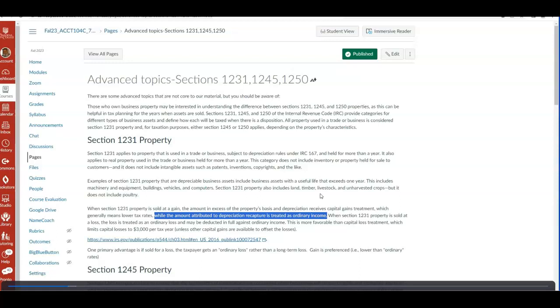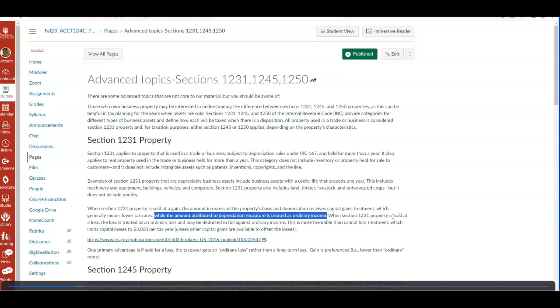Now that you sold it and you have a gain, it asks, okay, how much of that amount is above the basis? That is a capital gain. However, the part that is recaptured from the depreciation will be recognized as ordinary income, and you pay the ordinary income tax rate. The ordinary income tax rate for most people might be higher than the more friendly capital gain taxes.